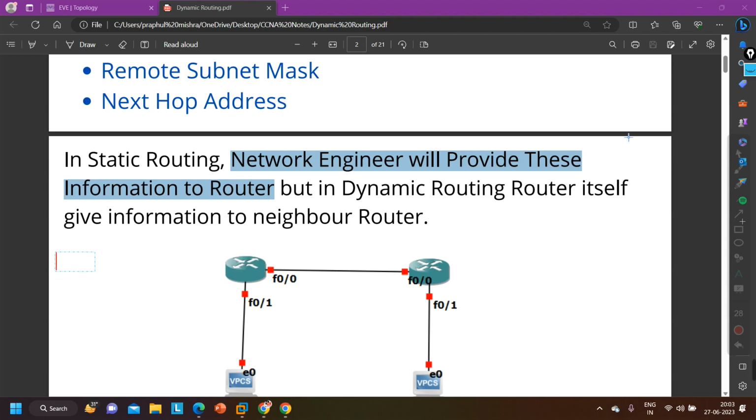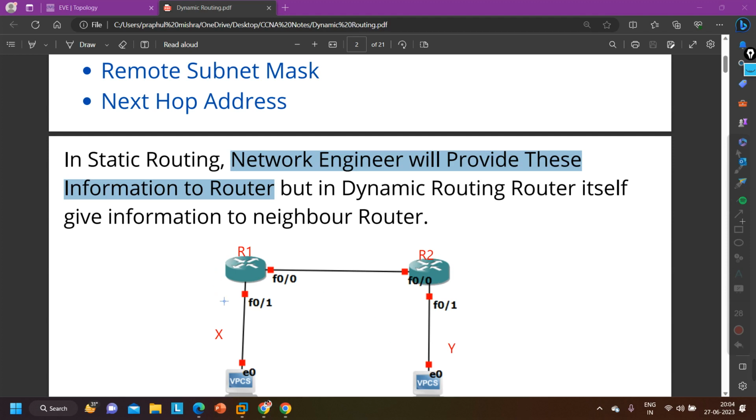But in dynamic routing, the router itself gives information to its neighbor router. Let's say here we have one network X, and here we have one network Y. This one is R1 and this one is R2. R1 knows how many networks? X network. But R1 doesn't know about Y network. In the same way, R2 doesn't know about X network. Yes or no? Yes, sir.